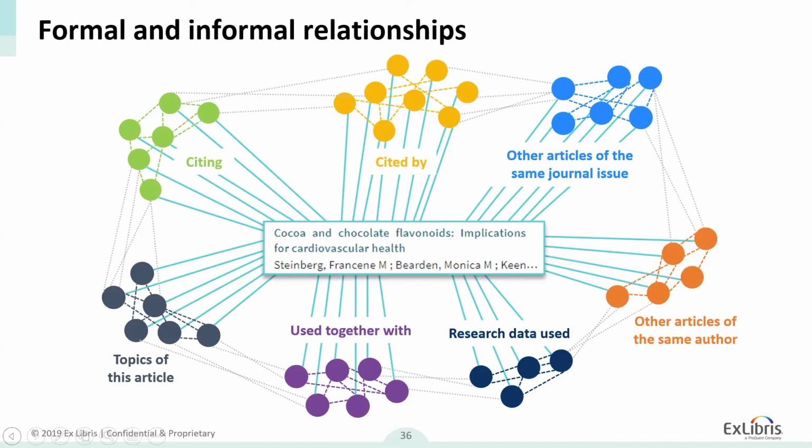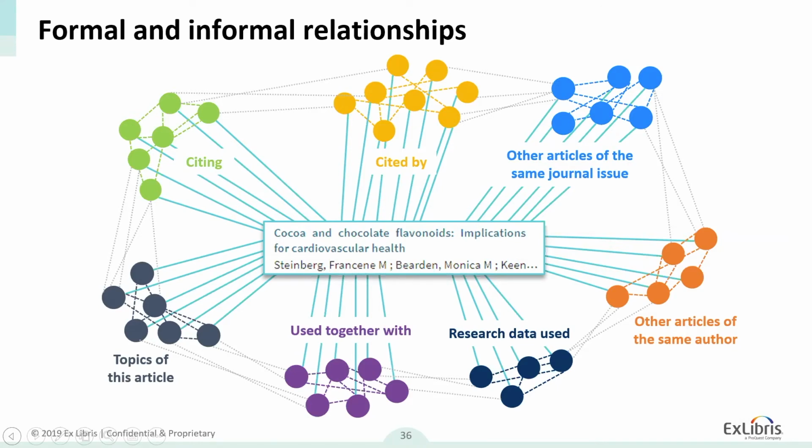Items can be related because they cite each other. They might be from the same journal issue, or in the case of books, a book chapter might be from the same book as another. They might share the author. The article might use a research data set, and the same set is used by another article. They might often be used together, so a user who clicks on one is also likely to look at the other. Or they may be about the same topic.